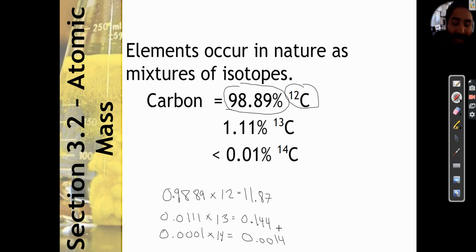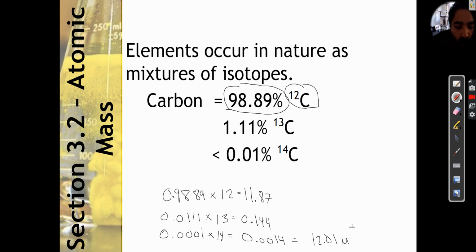All right. Now what do we do? Well, we add them up like we would an average. So 0.0014 plus 0.144 plus 11.87. Now this is equal to 12.01.